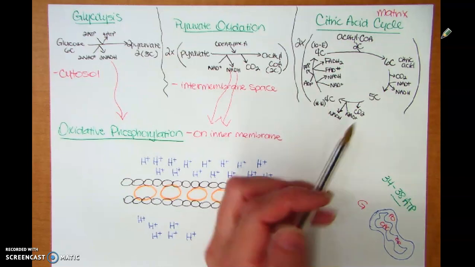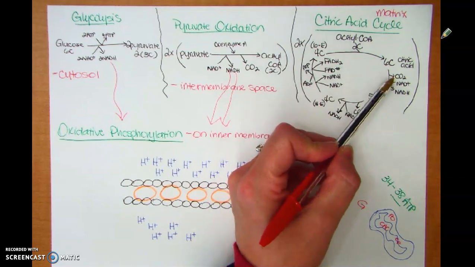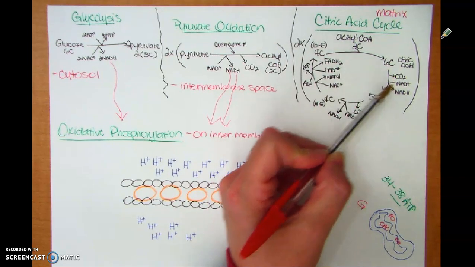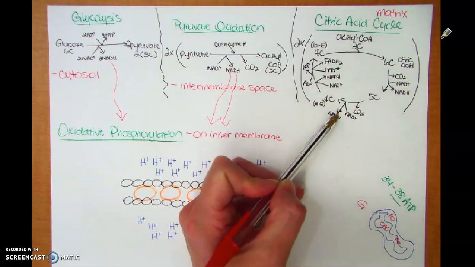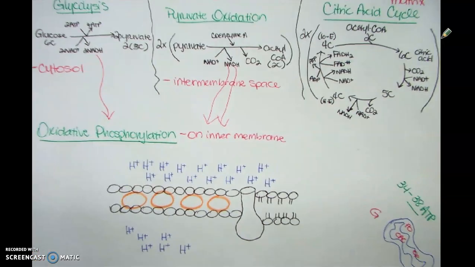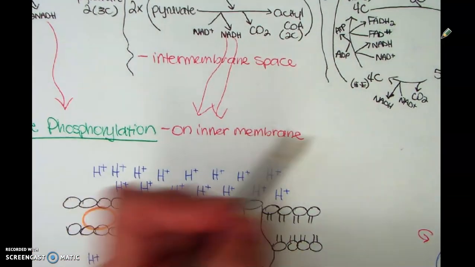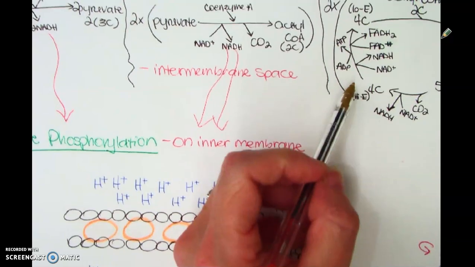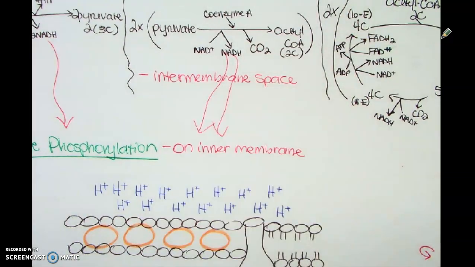Then over here in the citric acid cycle, we broke off a carbon, released electrons and energy, broke off another carbon, released electrons and energy. This says high. You can't really read that. Let me zoom in a little bit, maybe. Still can't really read it. It says high E for high energy and low E for low energy.